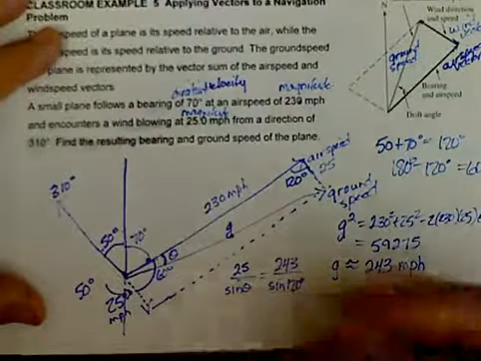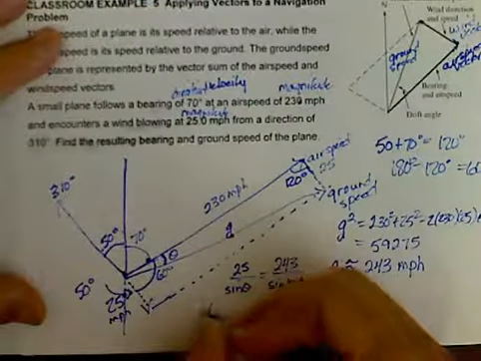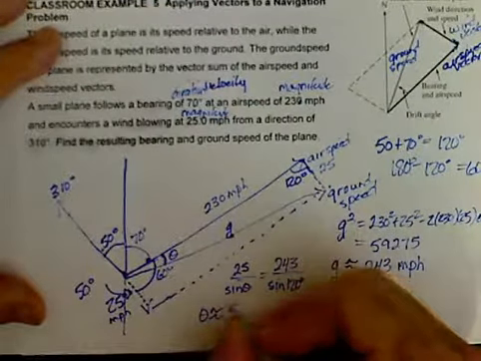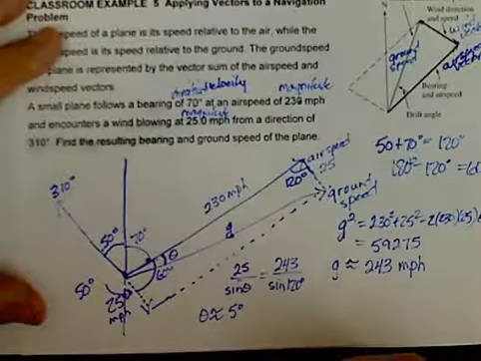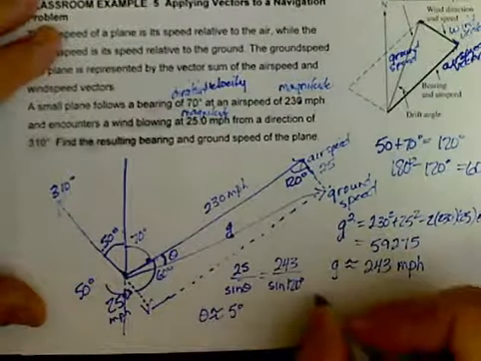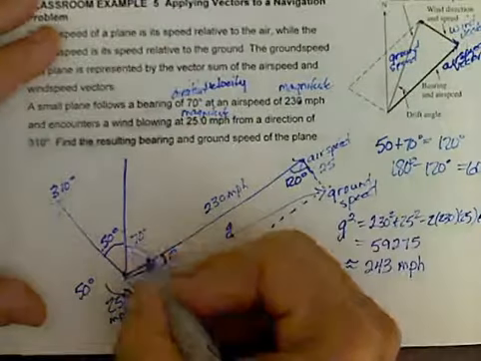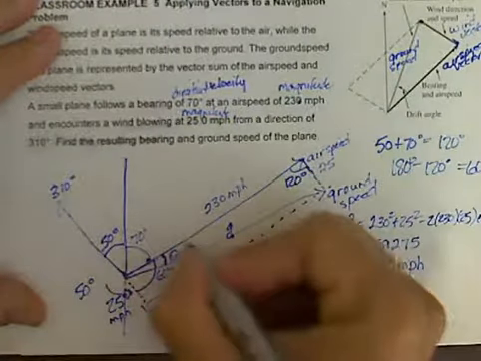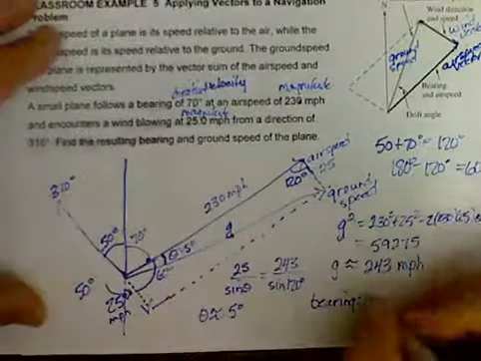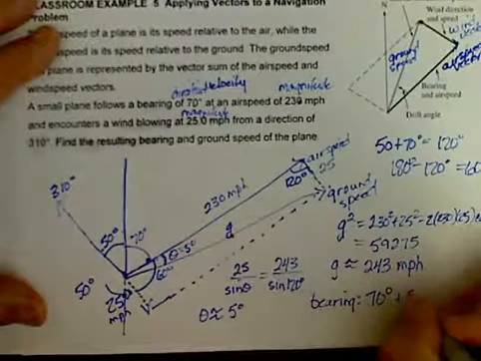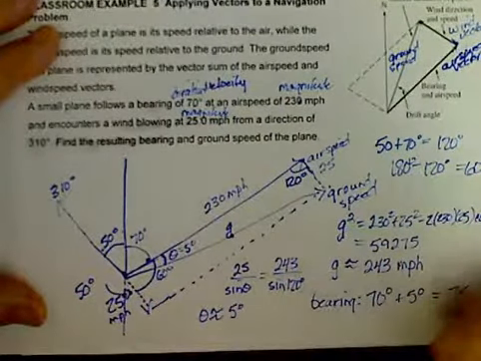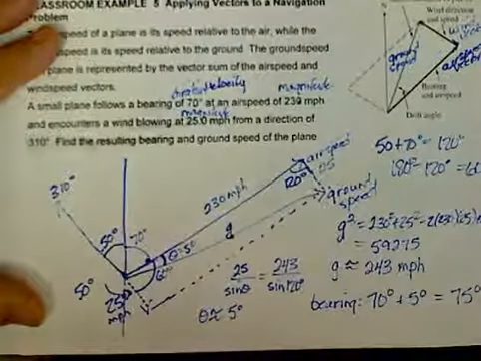Now if we work this out and solve it for theta, theta ends up to be approximately 5 degrees. So then to get our bearing, we're going to take the 70 degrees here plus the 5 degrees here. And that would give us 75 degrees for the bearing.